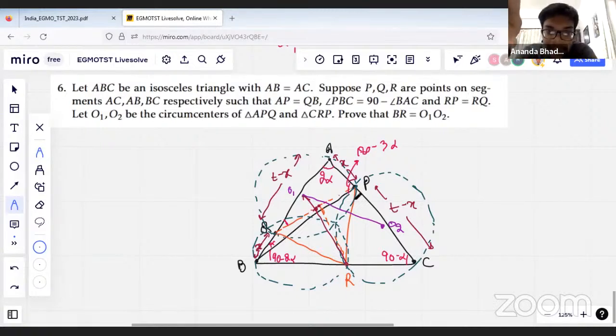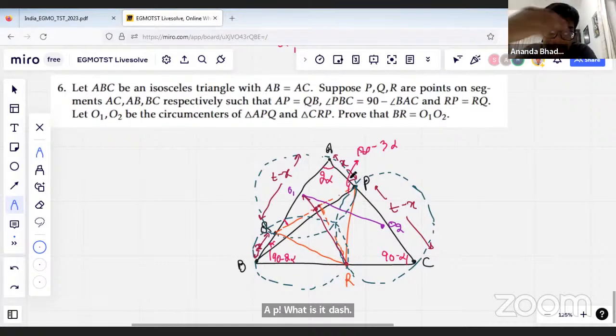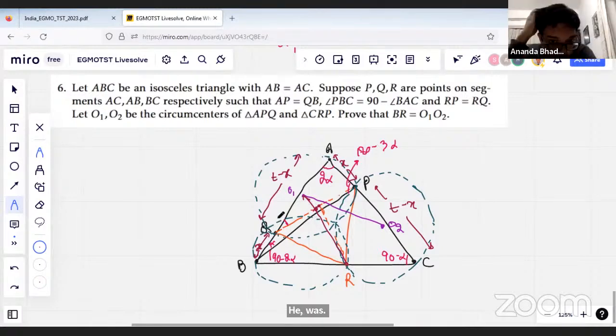Also, if AP A dash Q is a parallelogram, then A dash is on BC. What is A dash? A dash is the reflection of A in the midpoint of PQ. Okay. AP A dash Q is a parallelogram. Yeah, that is true. But we don't know what the point A dash is.